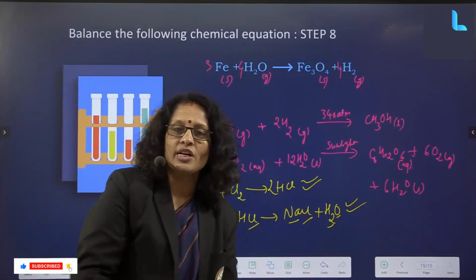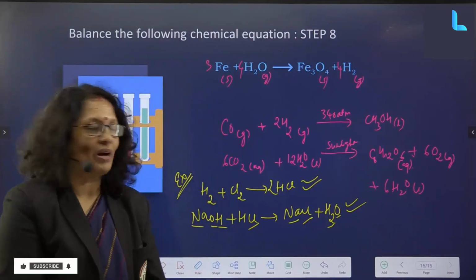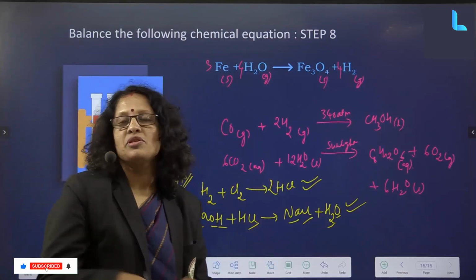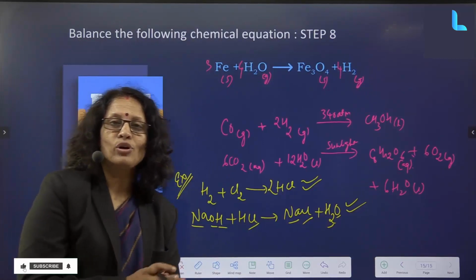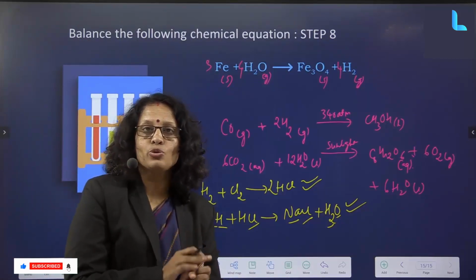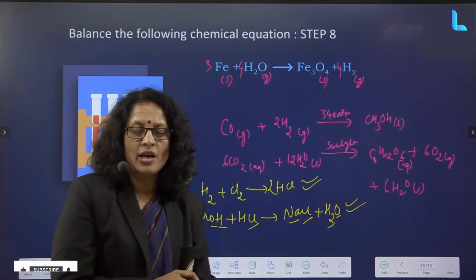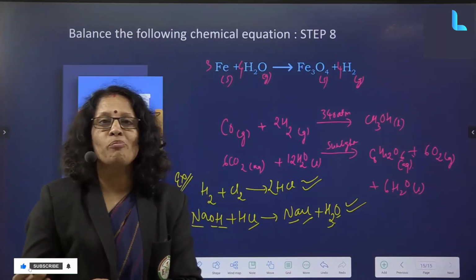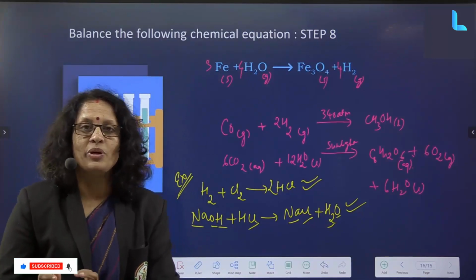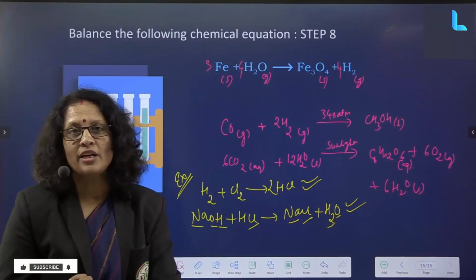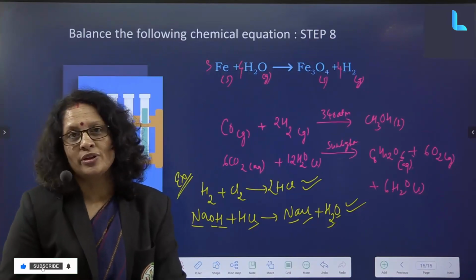Okay, so there are a few reactions that are already balanced while writing. There are a few reactions which are not balanced. According to the law of conservation of mass, the number of particles used on the left hand side, the reactant side, should be equal to the number of particles produced as product on the right hand side. Okay, that's why we are balancing the equation.